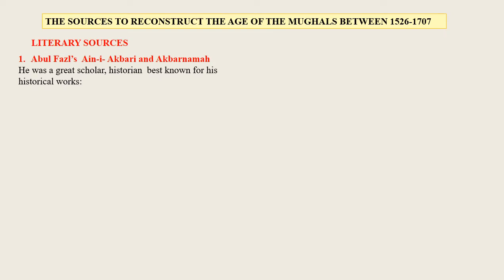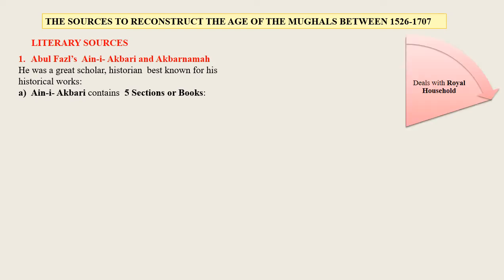Let's see what are the sections or books which Ain-e-Akbari contains. The first one deals with the royal household. The second book is concerned with the military and civil services. Although there was nothing like a strong navy in the modern sense, Abu Fazl writes about an Admiralty Department whose functions were to build boats and to recruit skilled seamen.